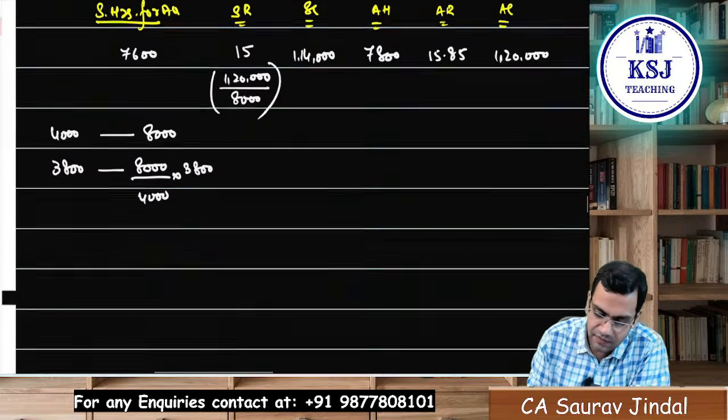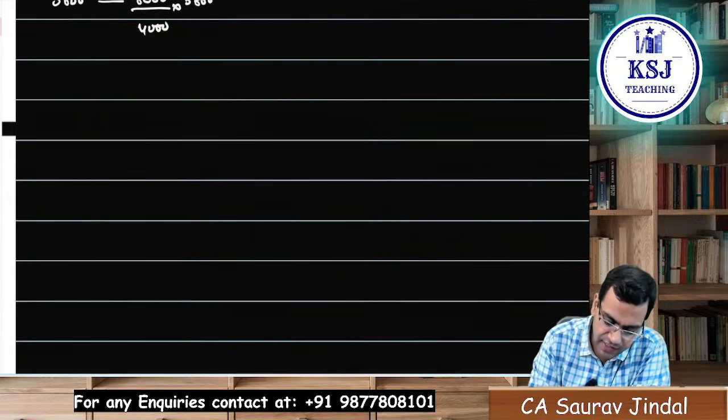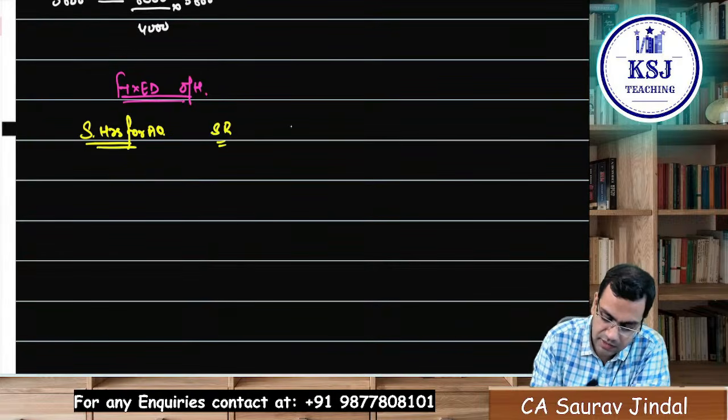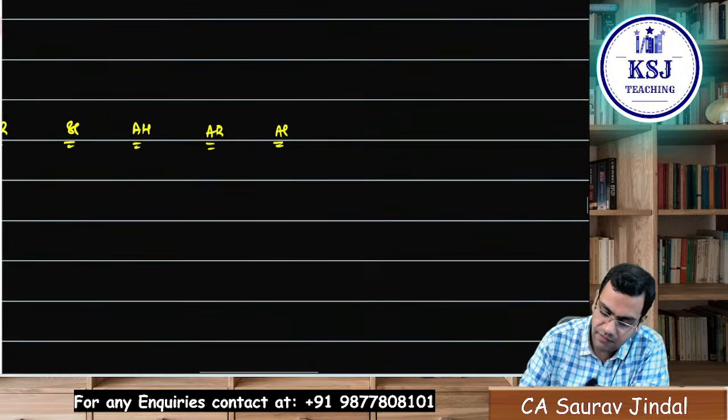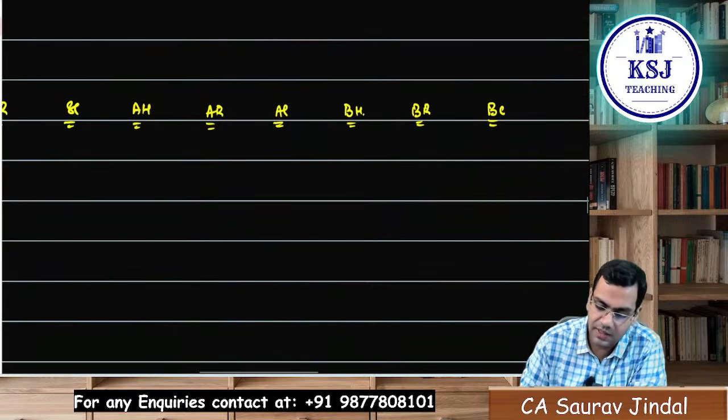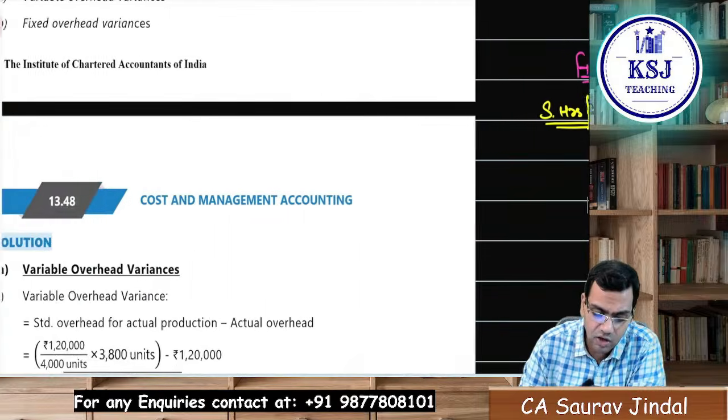The next table will be for the fixed overhead variances. Standard hours for actual output, standard rate, standard cost, actual hours, actual rate, actual cost. Then we have the budgeted hours, budgeted rate and budgeted cost. So we'll start with the budgeted. What is the budgeted hours that is given? 8000 hours. What is the budgeted cost that is given?